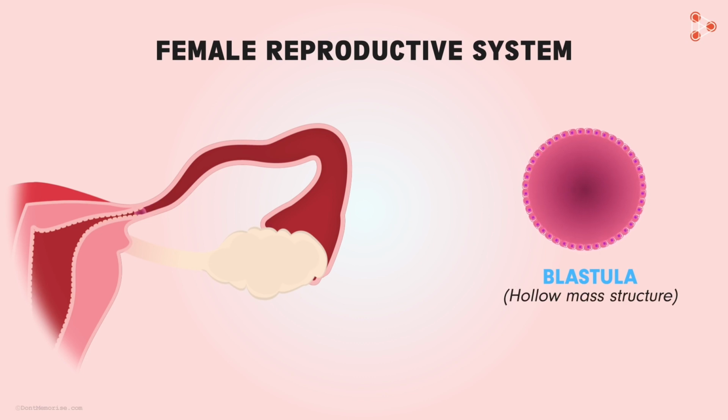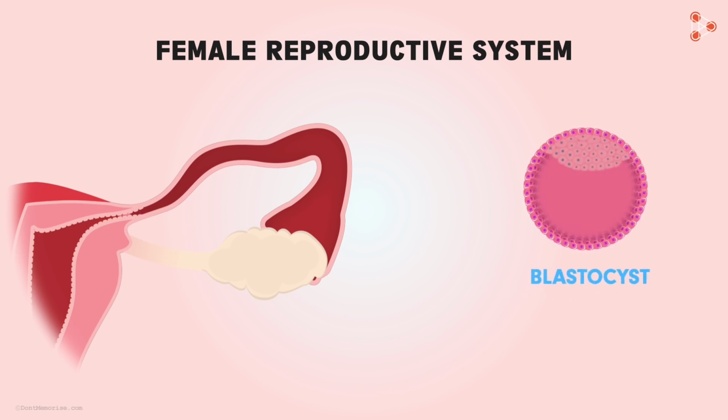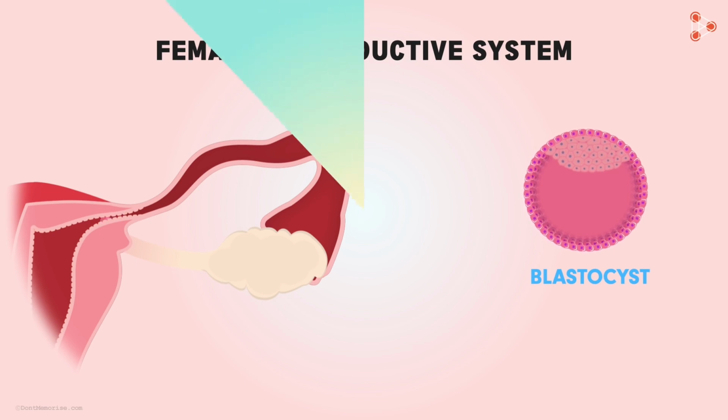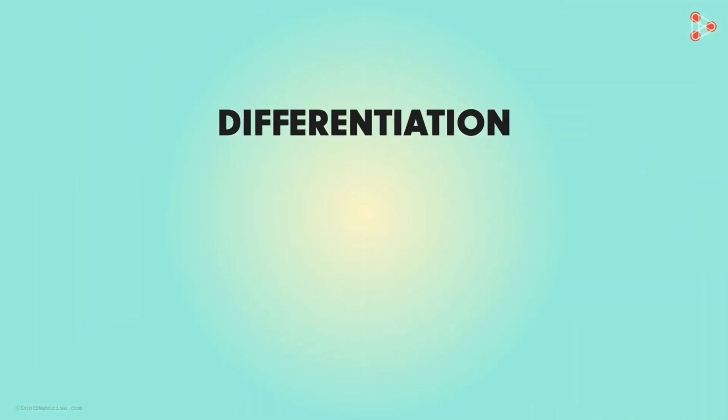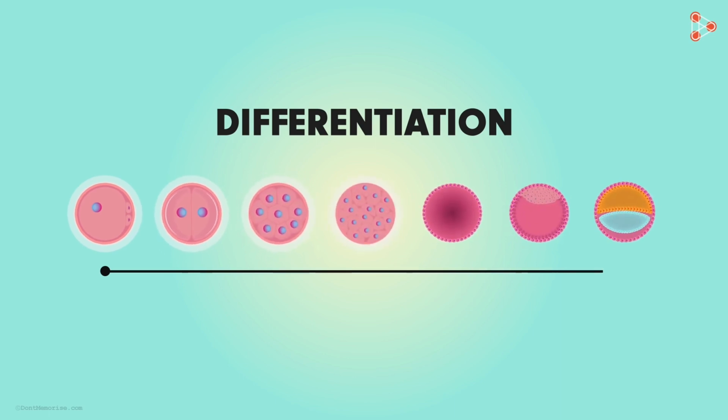Now, the next stage of the development will be the blastocyst. It is the stage where the embryo will have cells that have got differentiated and will even differentiate further. Now, what exactly is the process of differentiation? Let me explain. Have you ever thought that if we all start our lives with a single cell, then where do all these different types of cells in our body come from?